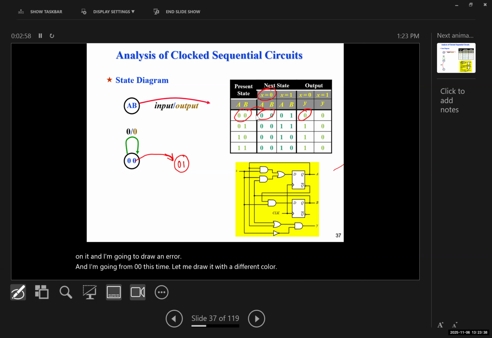I drew it on the right. You can do it on the left or down. It doesn't matter, both of them are the same. So again, if I want to go from 0, 0 to 0, 1, X is 1. And for X equal to 1, the output is 0. Again, X is my input, and Y is my other output.